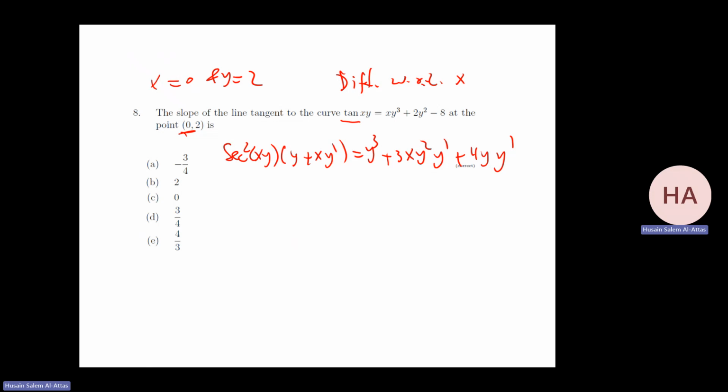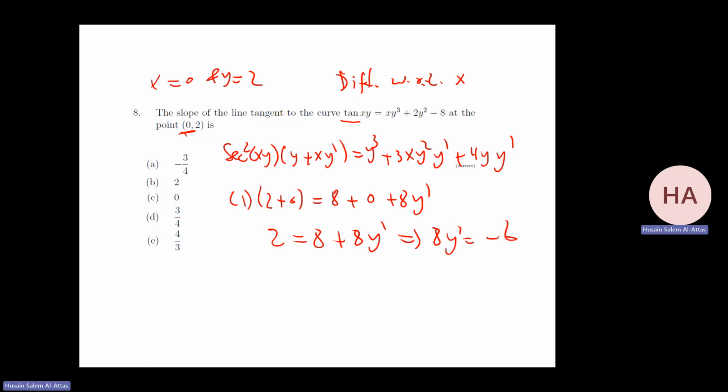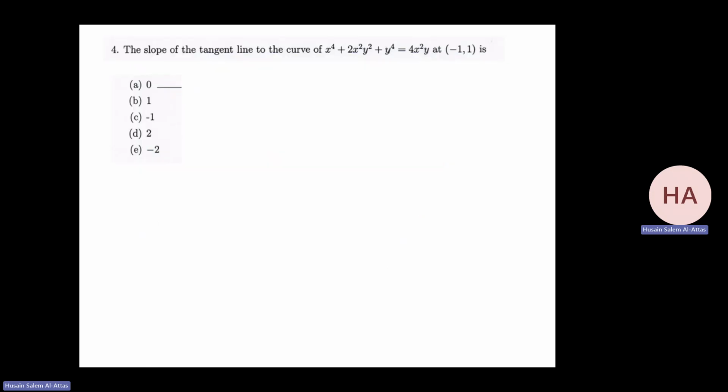To get what? Secant square of 0, this is 1, 2, this is 0, equal y cubed, which is 8, this is 0, plus 8y prime. So you have what? 2 equals 8 plus 8y prime. So 8y prime equals, take 8 to the other side, minus 6. So y prime equal minus 3 over 4, minus 6 over 8. Yeah, easy one. This is our tangent line. This is the point. That's it.